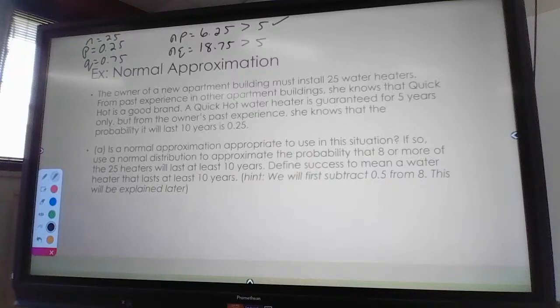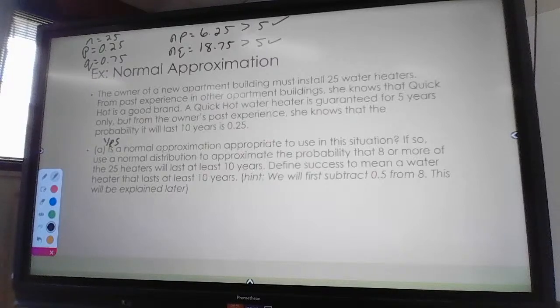Okay, so that's also a check. So is a normal approximation appropriate to use in this situation? Yes, it is, because my np and my nq are both larger than 5. So if so, use a normal distribution to approximate the probability that 8 or more of the 25 heaters will last at least 10 years.